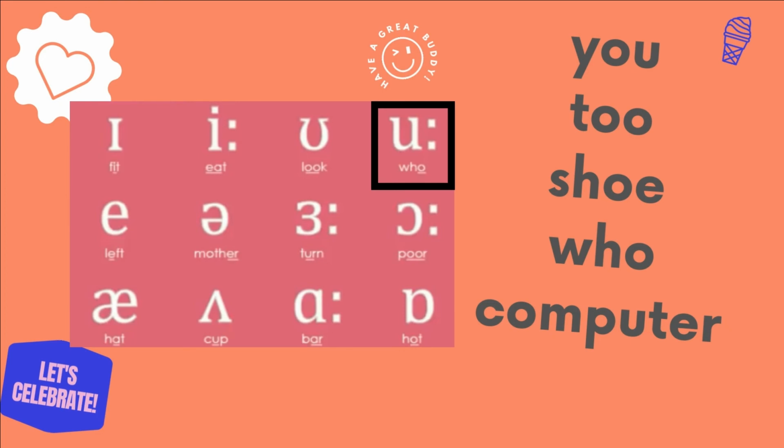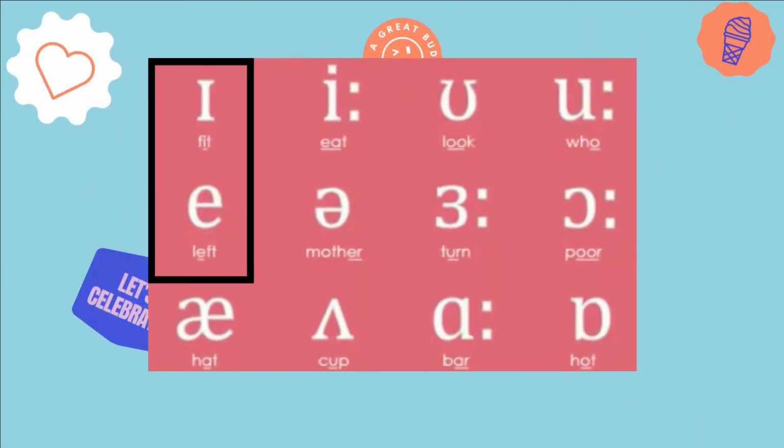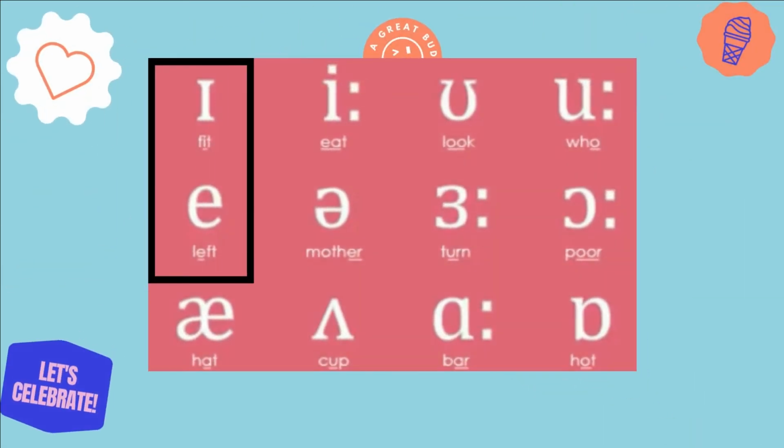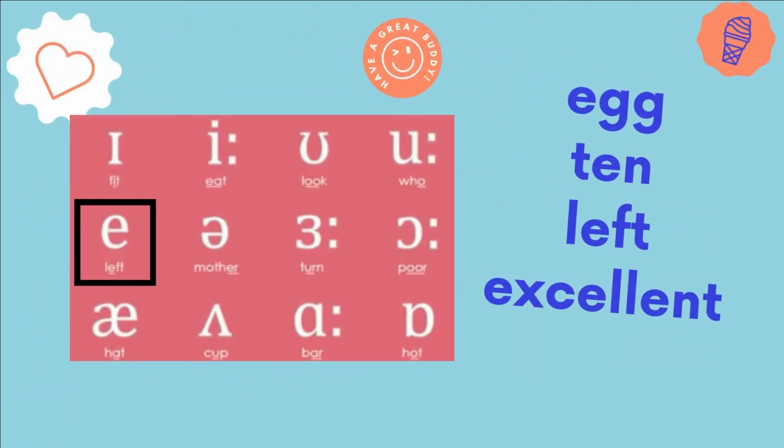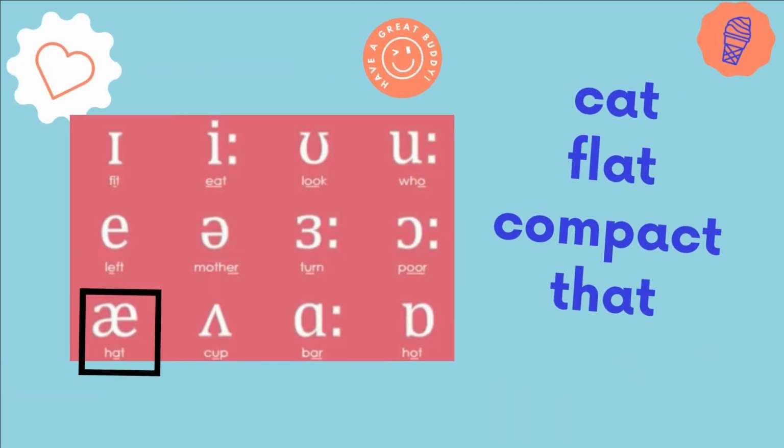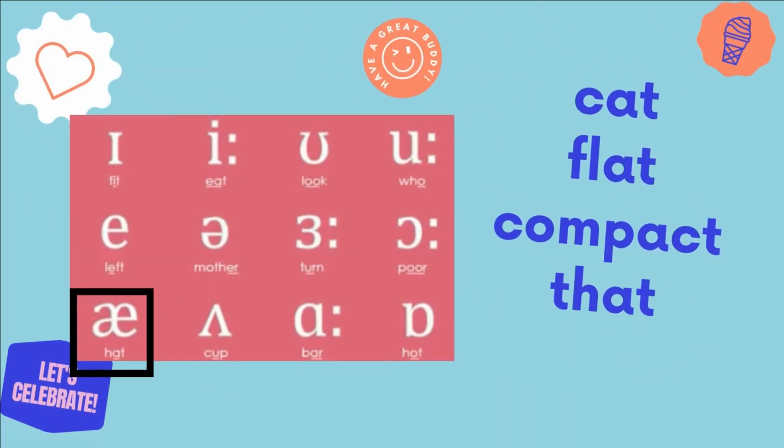Let's move on. It's also easy to confuse the long A vowel sound with the short E vowel sound. For example, egg, ten, left, excellent. Below that, we have the long A. You will hear this sound in words like Kate, flat, compact, date.